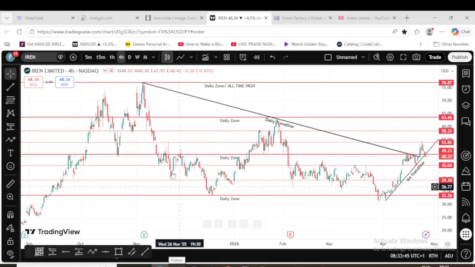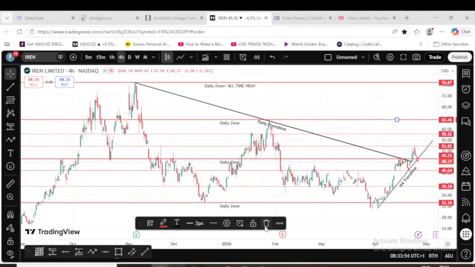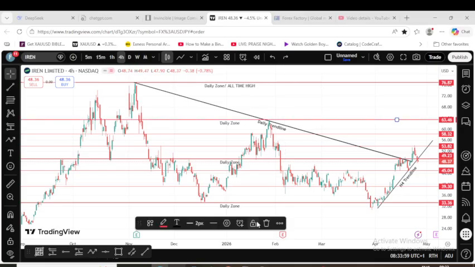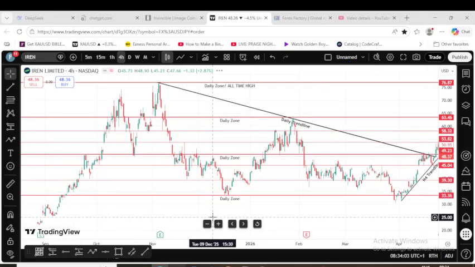Okay. So this is the third video in our series. We identified our zones on the daily and 4-hour time frame. We identified our trend lines on the daily and the 4-hour. Now we need to identify our trend origin, so we can identify our market structure. So let's zoom out a bit.